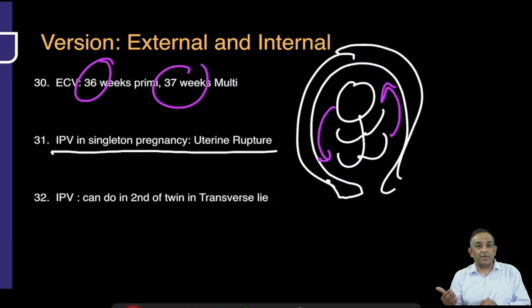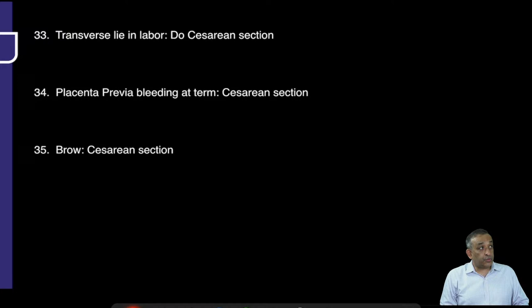So you can put your hand and turn the baby in the second of a twin with transverse lie. That's the only condition. All right. Now, internal podalic version can be done in the second of twin in transverse lie. That is fine, we've already discussed. Let's move and see transverse lie in labor.